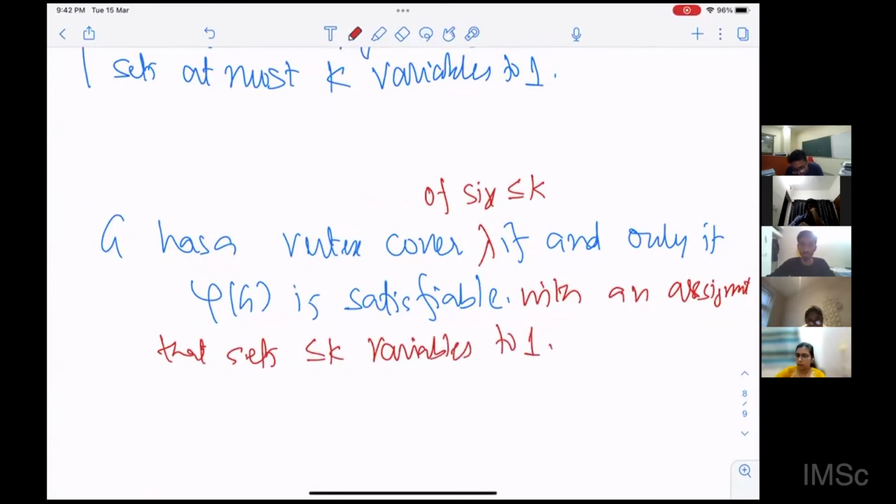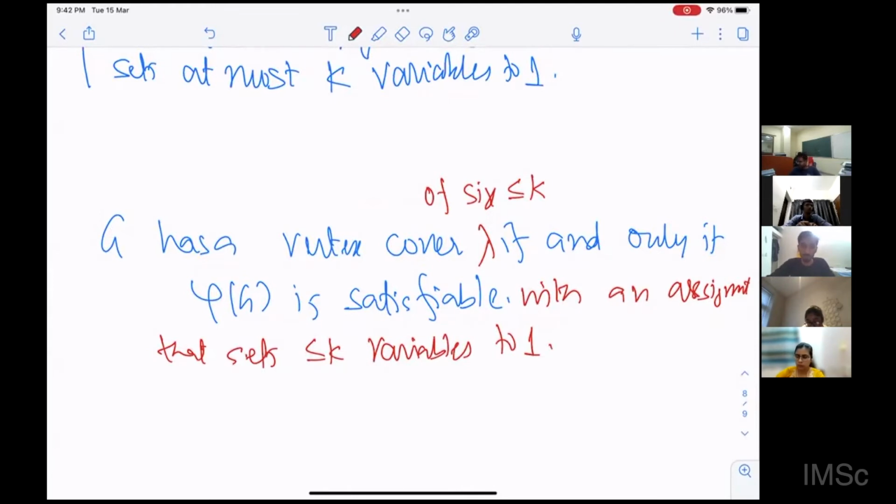Is this statement true? Is this statement fine for everybody? If you have a vertex cover of size at most k, then clearly you set the vertices to 1 and the rest to 0. That's a satisfying assignment. In the reverse direction, whatever proof you did, let S equal all variables which are set to 1. That proof still goes through. So this is fine.